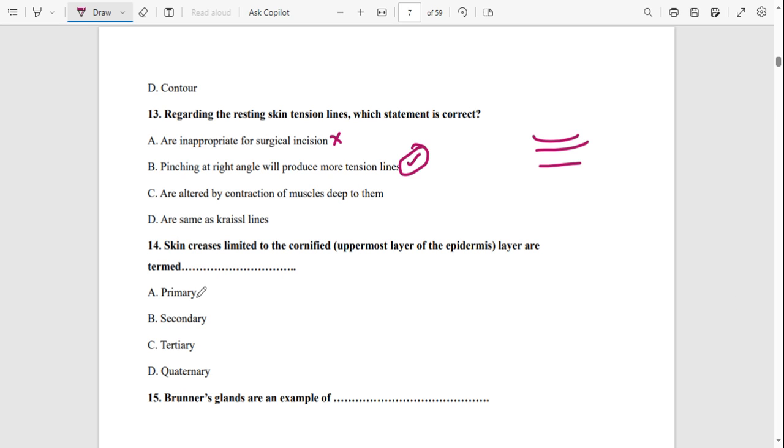Brenner's glands are an example of, when you talk about... okay, let's go on with 14.